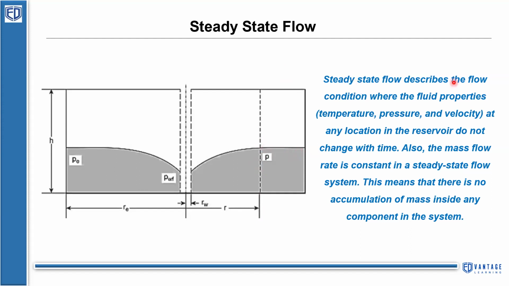Steady state flow describes the flow condition where the fluid properties, temperature, pressure, viscosity, and velocity at any location in the reservoir do not change with time beyond a point. That is important. Also, the mass flow rate is constant in a steady state flow system. This means that there is no accumulation of mass inside any component in the system. So in any component or across any control volume in the system, there is no accumulation. Whatever is entering is leaving. That is the basic significance of steady state flow.